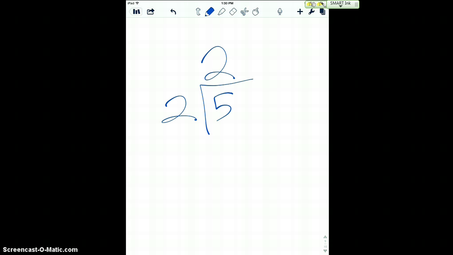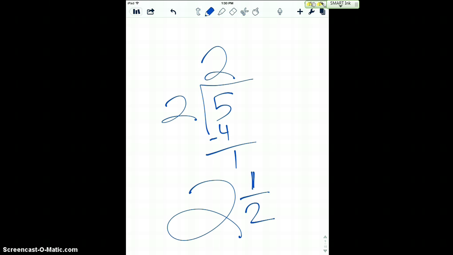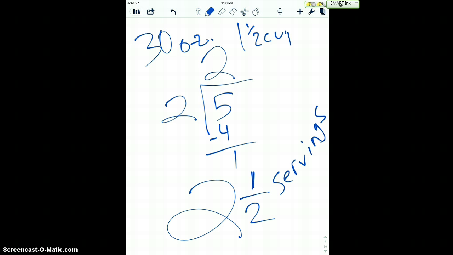2 goes into 5 twice. I'm left with 1, so there's my answer: 2, and I was left over with 1, and I was dividing by 2. And that is how many servings I can get out of 30 ounces. How many 1.5 cup servings can I get out of that? I can get 2 and a half servings, 2.5 servings.